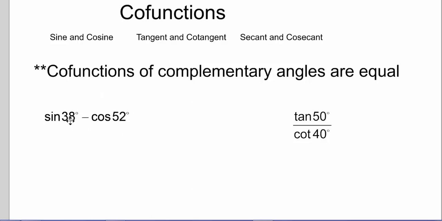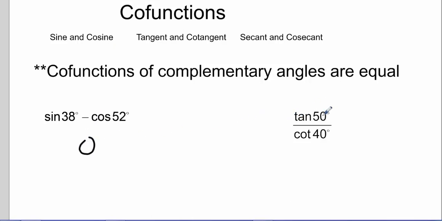We've got the sine of 38 subtracted by the cosine of 52. Without a calculator, that wouldn't very well be possible, but we know that 38 and 52 are complementary. Sine and cosine are cofunctions, therefore those two quantities are equal. Anytime you subtract something from itself, you get 0.